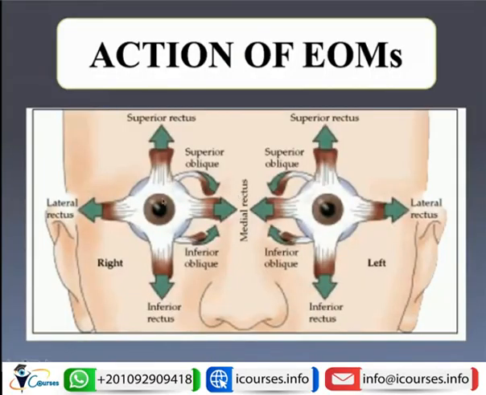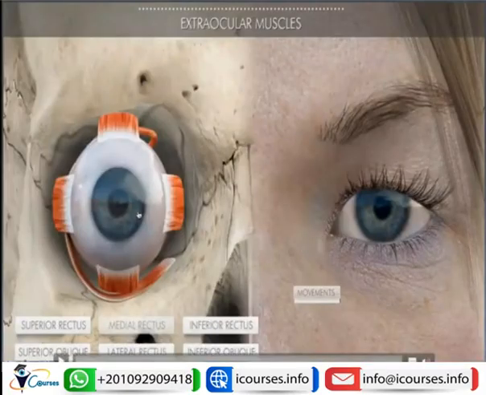To summarize, we have the four recti. The medial rectus will cause adduction, the lateral rectus will cause abduction, the superior rectus will cause elevation, adduction and intorsion, and the inferior rectus will cause depression, adduction and extorsion. The superior oblique will cause depression, abduction and intorsion, while the inferior oblique will cause elevation, abduction and extorsion. So let's see this video to summarize the actions of the extraocular muscles.